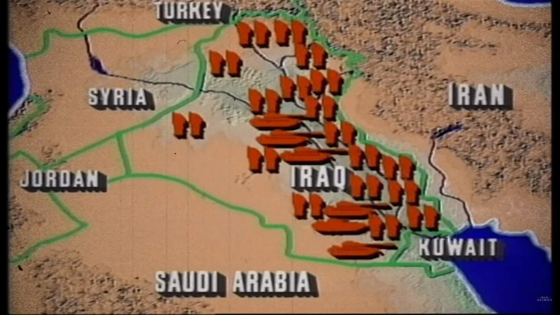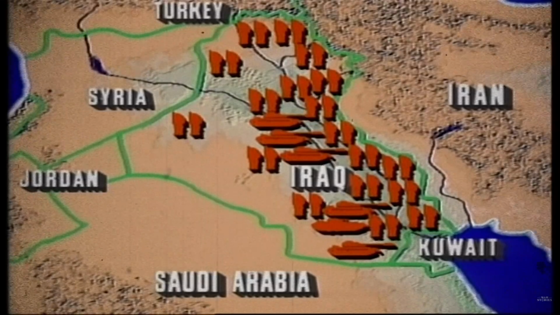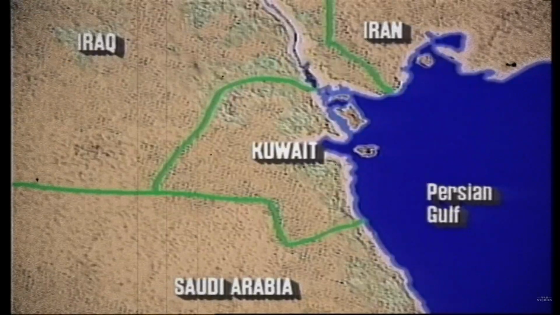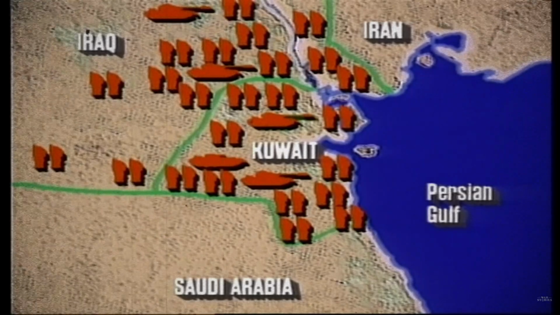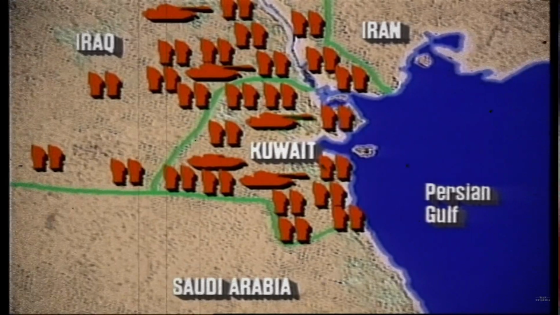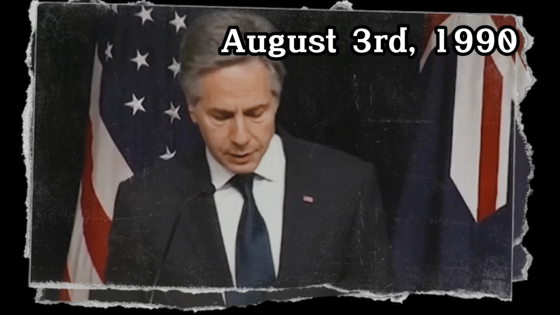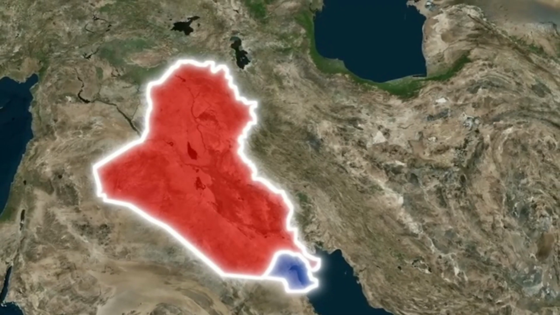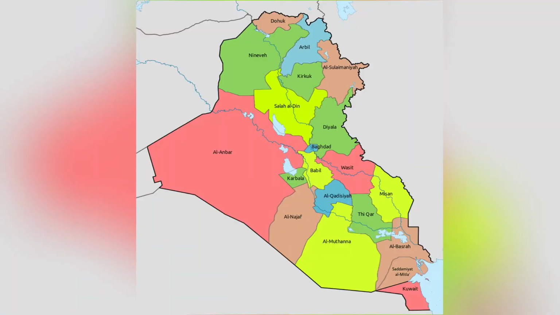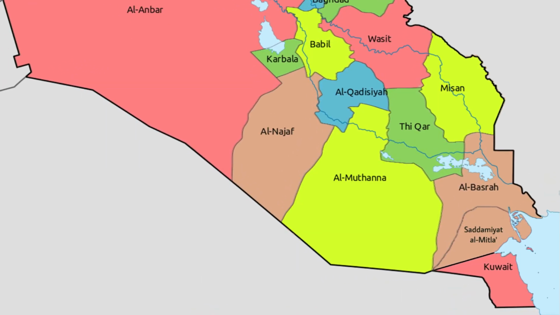That night, 3 Iraqi divisions crossed the border and attacked Kuwait. Iraqi forces quickly occupied Kuwait and continued to reinforce their positions. On August 3, 1990, the United Nations demanded Iraq withdraw, but Iraq did not comply. On August 8th, Iraq officially annexed Kuwait, calling it the 19th province of Iraq.